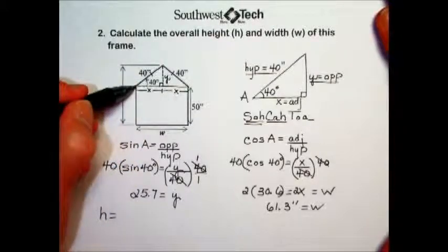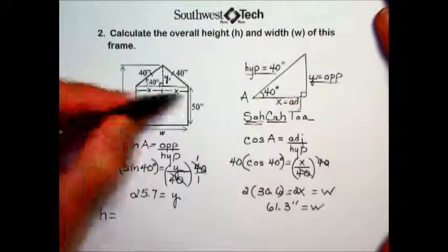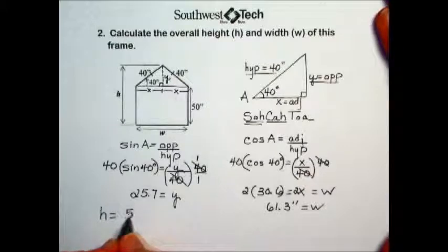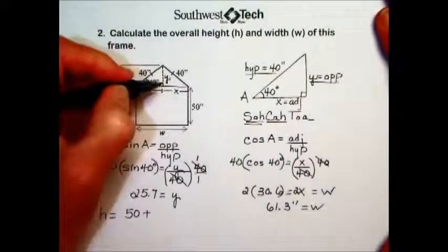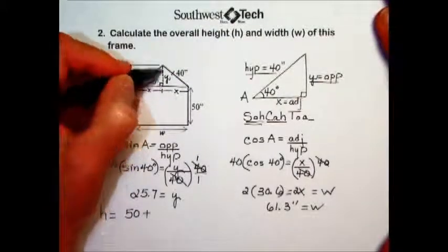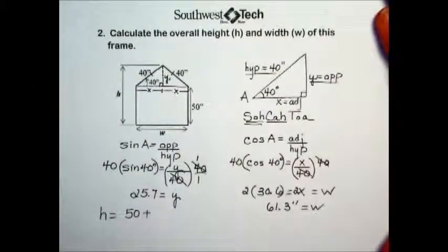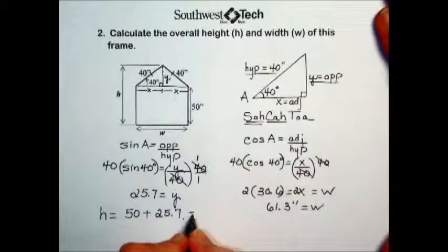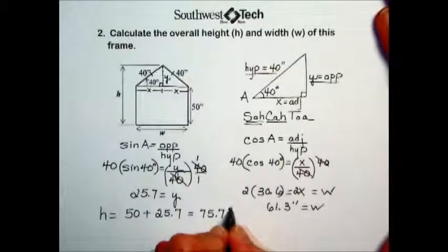To answer the question then for the overall height, we know from the base to the top of this rise has a length of 50 inches, and then the vertical distance of our, I'm going to say rafter, kind of looks like a cross section of a house. We'll add that value that we just found for an overall height of 75.7 inches.